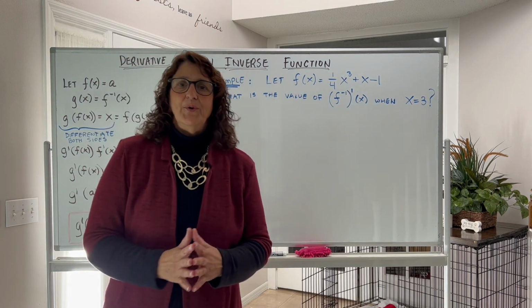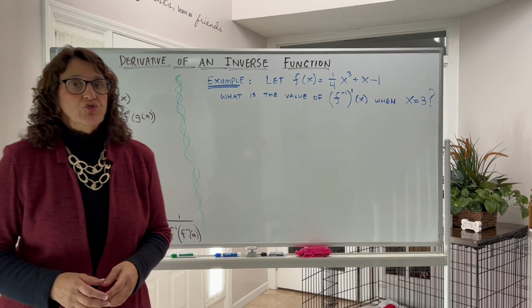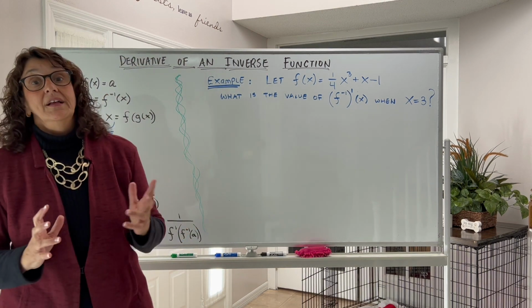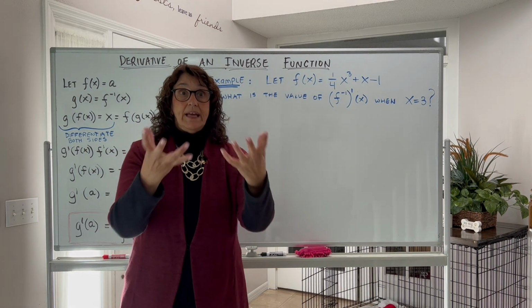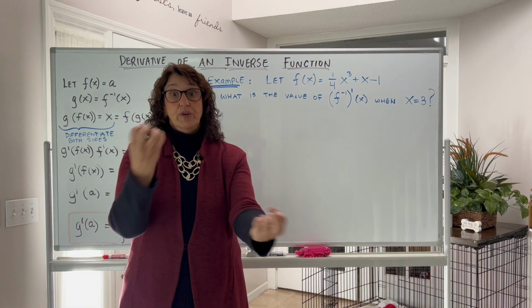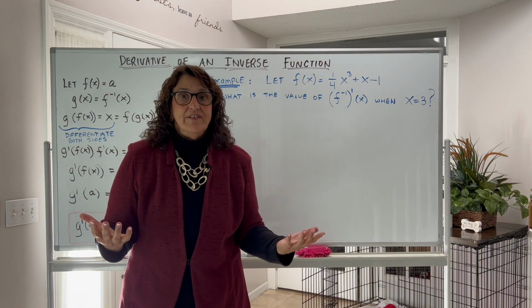Okay, so here we go. We are going to find the derivative of an inverse function. So our example, ideally, if we can take a function and take the x and y variables, switch the variables around, find the inverse, take the derivative, that's the easiest way, isn't it?